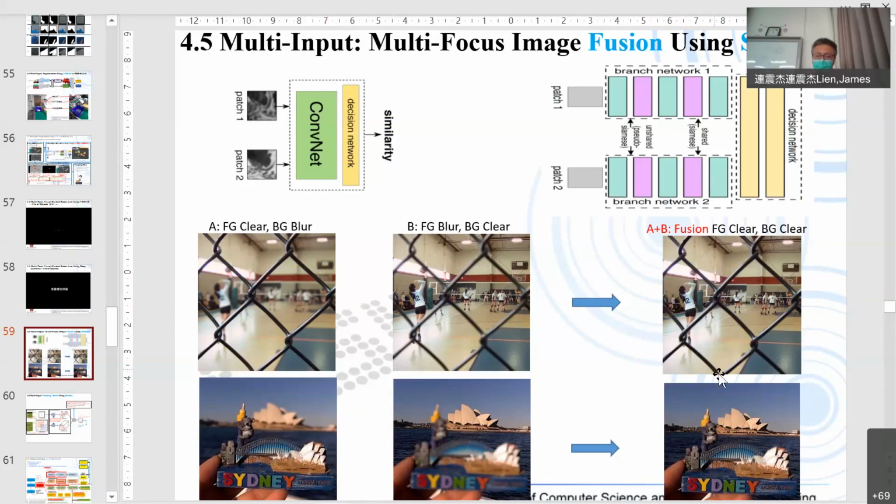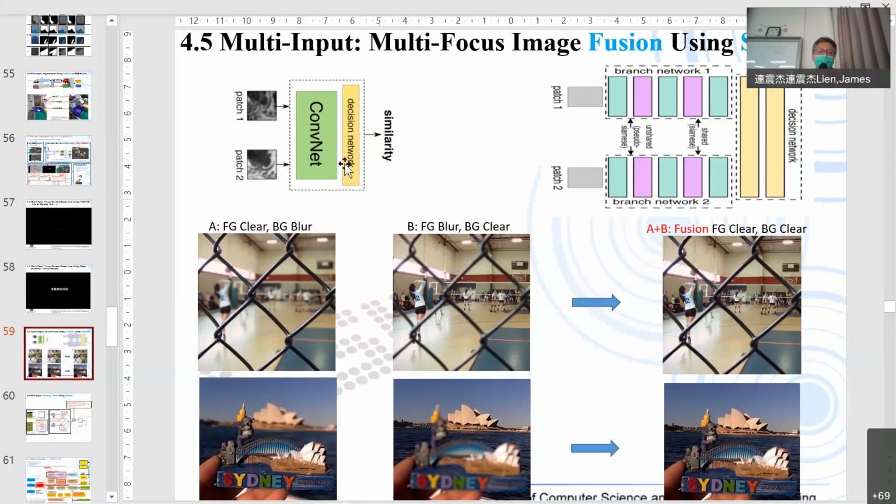In other words, can we do the reverse? If we fuse both into one clear image, can we take one image and create the blur, making some pixels blurred? Yes, we can do that, using a network.